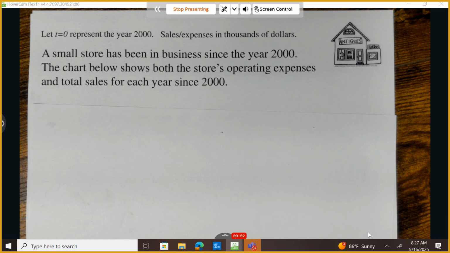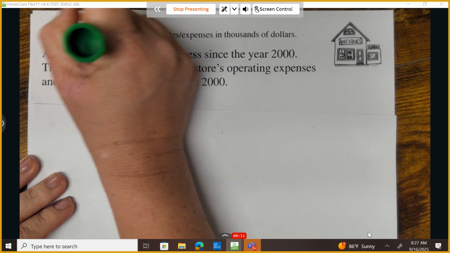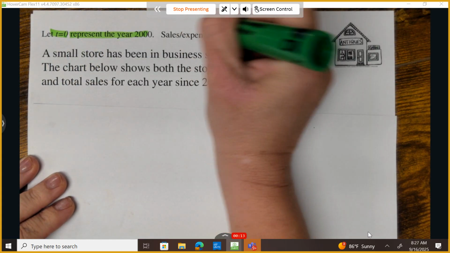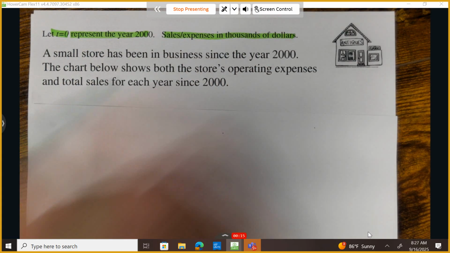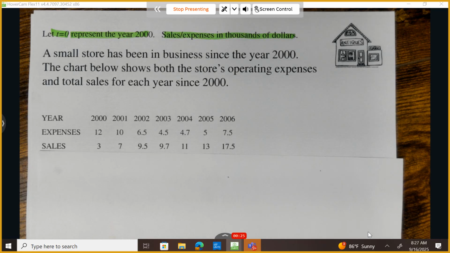Let T represent the year 2000, and the sales and expenses will be represented in thousands of dollars. That's key information, and so if you had this in front of you, you're going to be highlighting just the most important things. A small store has been in business since the year 2000. The chart below shows the store's operating expenses and total sales for the year since 2000.